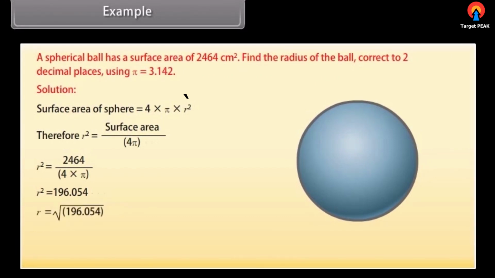r square is equal to 196.054. r is equal to square root of 196.054. r is equal to 14 centimeter. Hence, the radius of the ball is 14 centimeter.